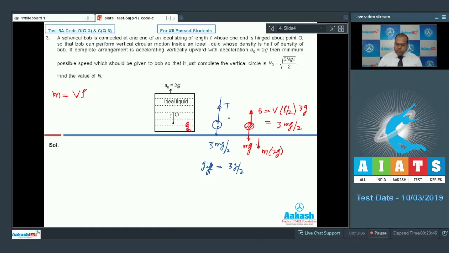Now in the frame of this observer, if it is given a velocity v naught, then in order to just complete the vertical circle, the value of v naught must be equal to under root of 5 into g effective into L. So if I substitute the value of g effective, this can be written as 5 into 3g by 2 into L. So on comparison, we can say that the value of n is equal to 3. Let's move to question number 4.